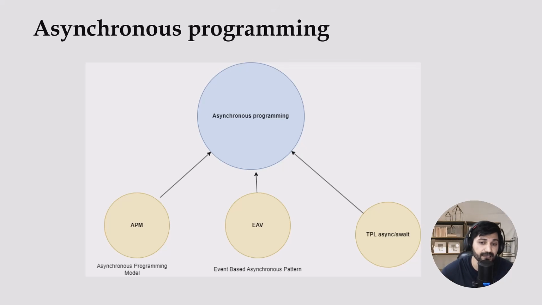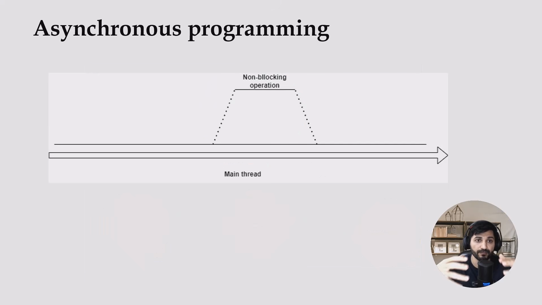And we have async await and the new Task Parallel Library that help us to deal with asynchronous programming. So, in general, what is asynchronous programming? Let's say you have some type of application and we have a main thread. And in this main thread, I am requesting a database or an external service. It doesn't matter. The purpose here is that I don't want to block my thread.